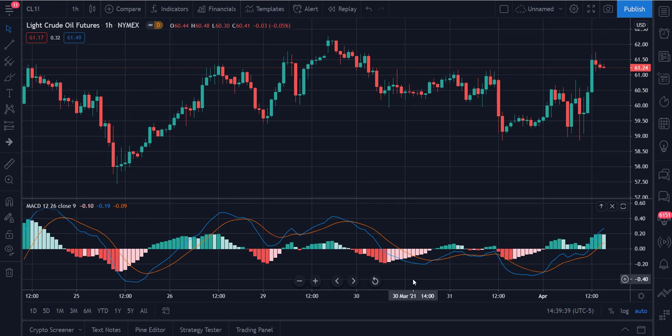So at the 1 hour, you see a lot more oscillation. We actually had a buy signal over here on April 1st, so just a few days ago, and it actually did cross into positive territory. This is a bullish indicator for sure. With this crossover of the MACD and the signal line into positive territory, that definitely looks a lot more bullish.